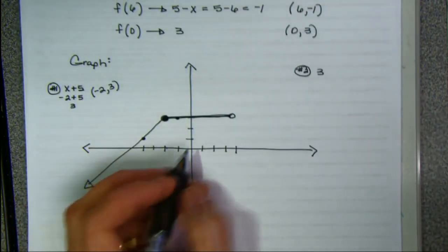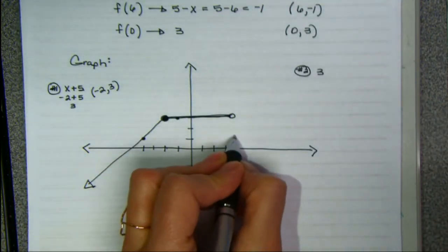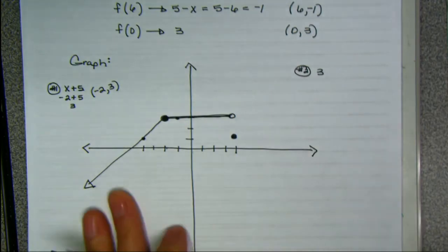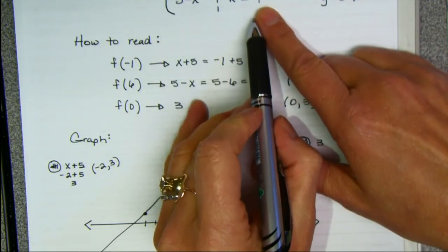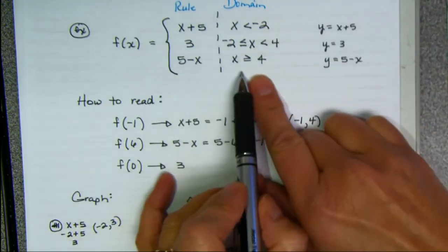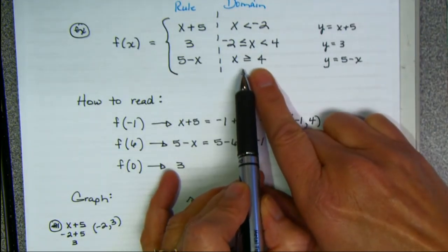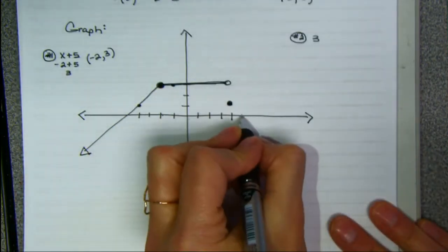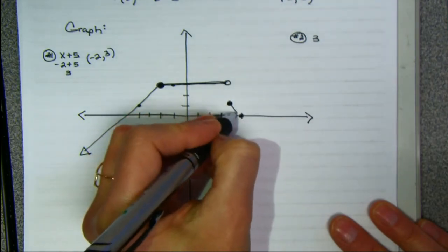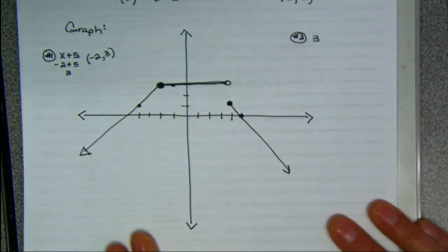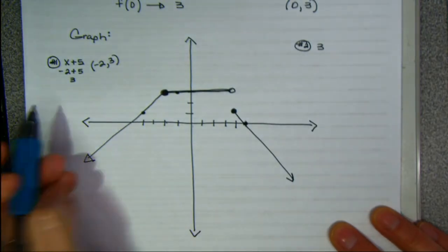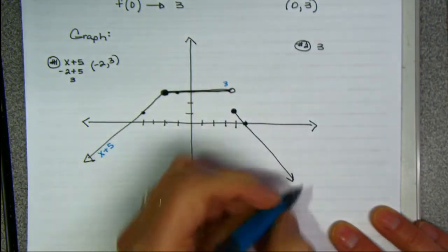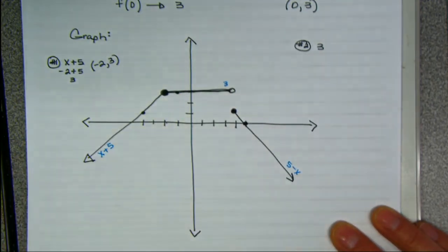So I'm going to go over 4, up 1. Can it be this value? Yes. So I need another point. Is 5 bigger than 4? So let's do an input of 5. If I input 5, what is my output? 0. So I'm going to go over 5, 0. So here is my piecewise. This was the function x plus 5. This was 3, and this was 5 minus x.